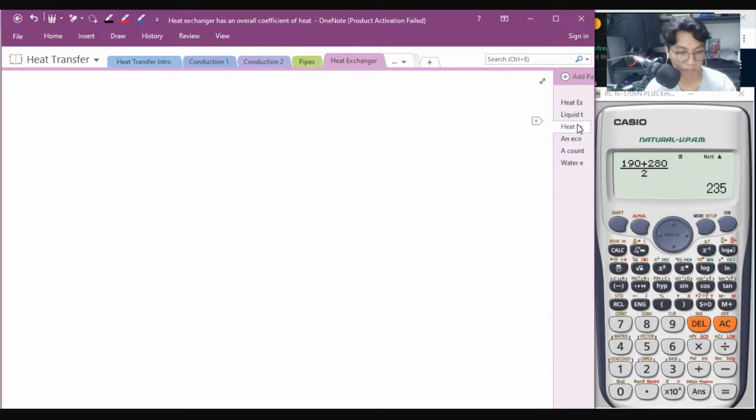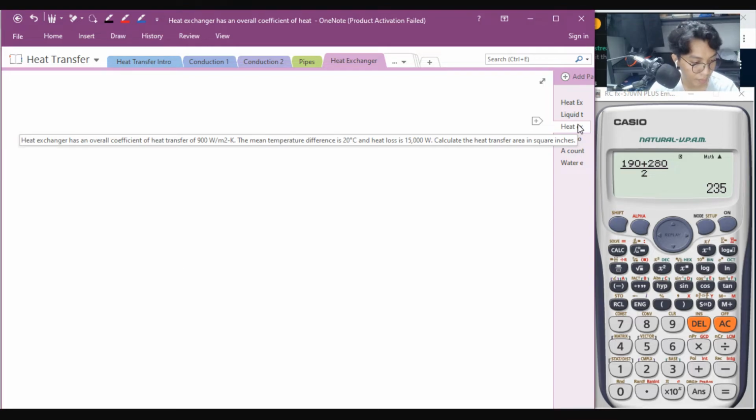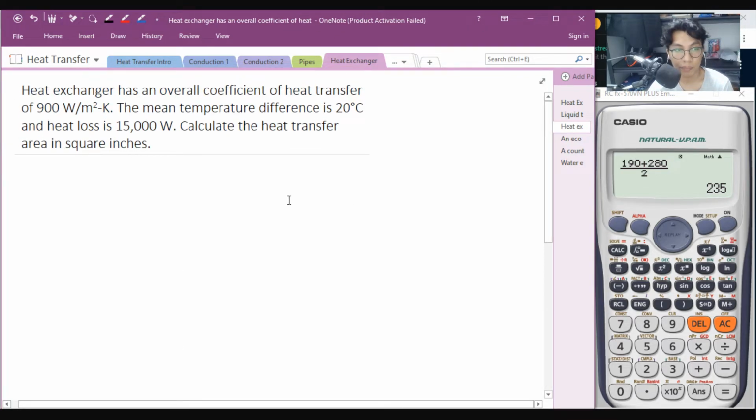Next one. Okay. So, heat exchanger has an overall coefficient of heat transfer. So, this is U, 900 watt per meter square degree Kelvin. The mean temperature difference is 20 degrees Celsius and the heat loss is 15,000 watts. Calculate the heat transfer area in square inches. So, this is given by Q equals U area delta T. Ang hinahanap mo dito is area.